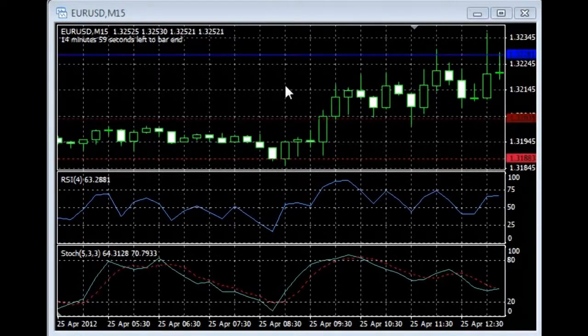You can download it and install it into your MT4 indicators folder, the experts/indicators folder, and it loads like any other indicator does.